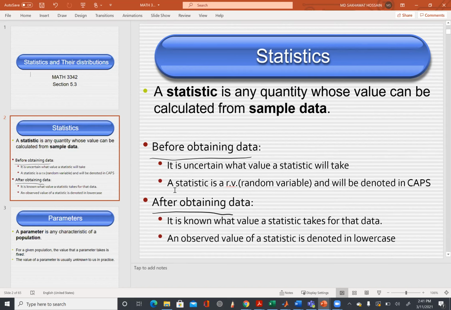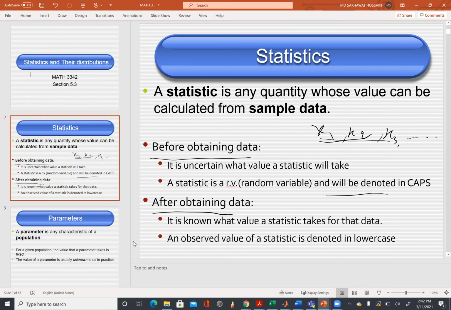And a statistic is a random variable. I already said that the statistic is a random variable, and that's why we denote it by a capital letter. But after obtaining data, we know the observations, right? The observations of a random variable are denoted by x1, x2, x3, and so on. So we use lowercase letters. So when we obtain the data, we use lowercase letters for the notation of statistics.